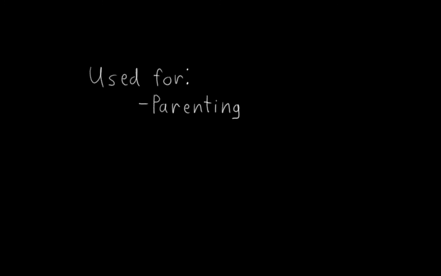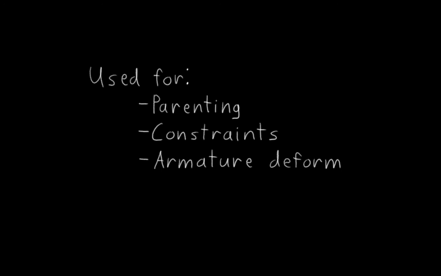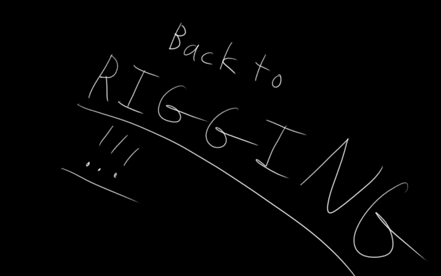For example, parenting and constraints are both accomplished via transform matrices in Blender. Even armature deformations are based on the transform matrices of bones, not the values you specify in the N panel. This is important to know because later on, it will explain some behaviors that might otherwise seem kind of weird. So with that out of the way, let's finally get back to rigging.